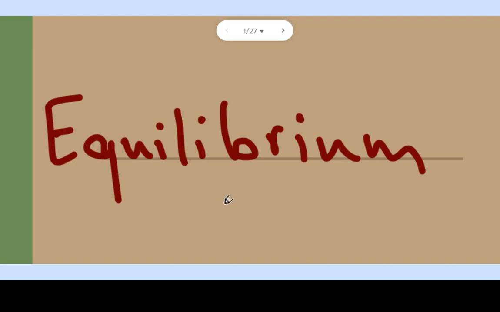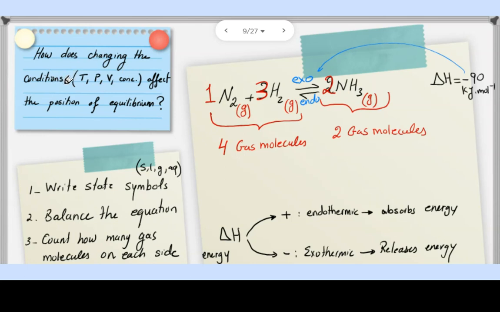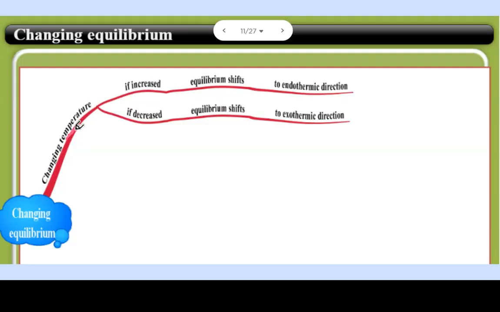Today we are going to study equilibrium. There are many factors that can affect equilibrium, including temperature, pressure, volume, and concentration. Now let's start with temperature. Temperature can increase or decrease.